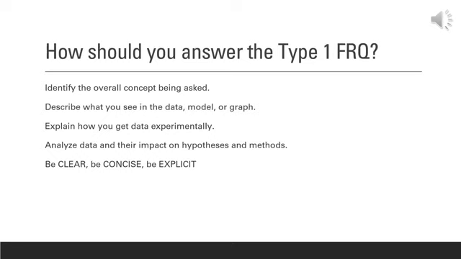Explain how you might get data experimentally. So look at the question. What is the question asking you to do with an experiment? Figure out how you would get experimental data from this particular concept, or how they got the data for the table or graph that you're given. Then analyze the data and their impact on your hypotheses and methods. What does the data look like? What is it telling you? How might it have been obtained, if it's asking you to interpret rather than design a method?